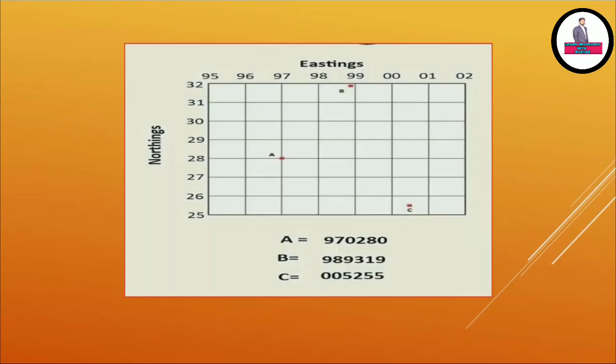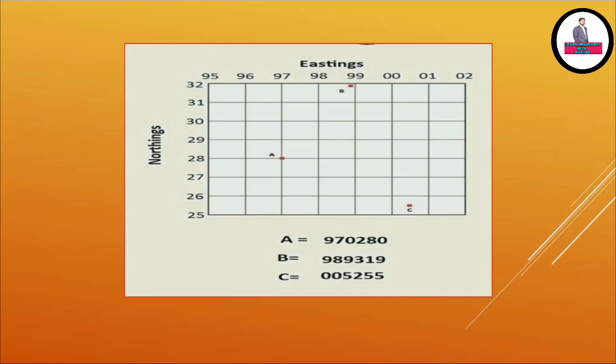Let's take an example over there. Here the station A or point A. First need to find out the 4 figure: 9, 7 and 2, 8. Here 9, 7 and 2, 8. Since this symbol is at the southwest corner of the starting point, on both sides it will be having 0. Eastings will be having 0 and the northing also will be having 0.